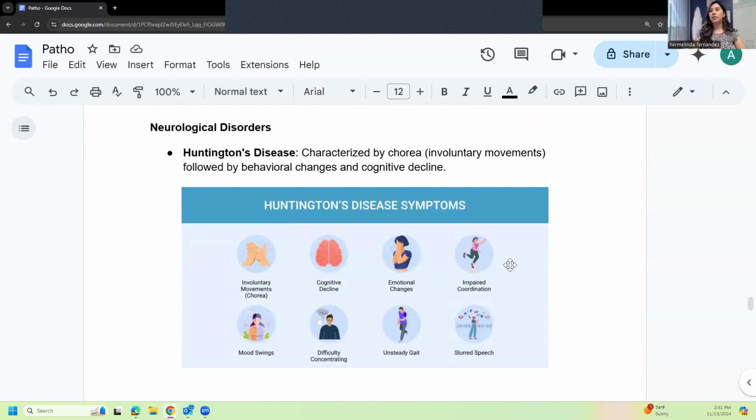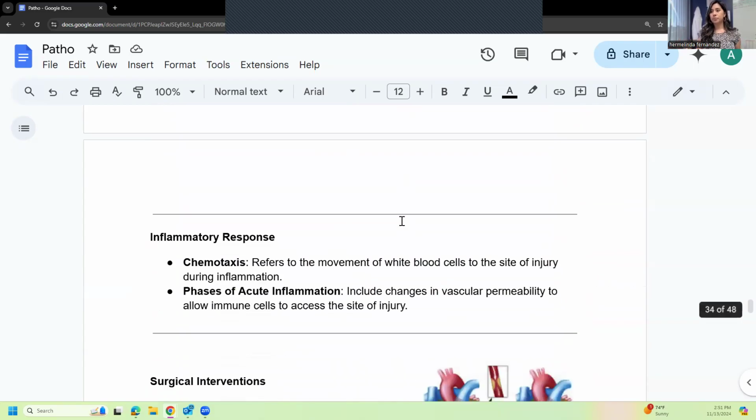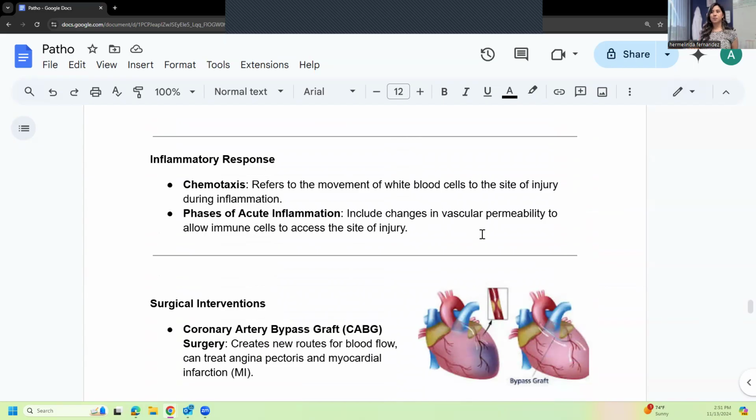Neurological disorders. We have Huntington's disease, which is characterized by chorea, the involuntary movements of our body. This is followed by behavioral changes and then cognitive decline. Okay. Inflammatory responses: chemotaxis refers to the movement of white blood cells to the site of an injury during inflammation. The phases of acute inflammation include changes in vascular permeability, allowing immune cells to access that site. They're making it permeable so they're able to come on in, right?